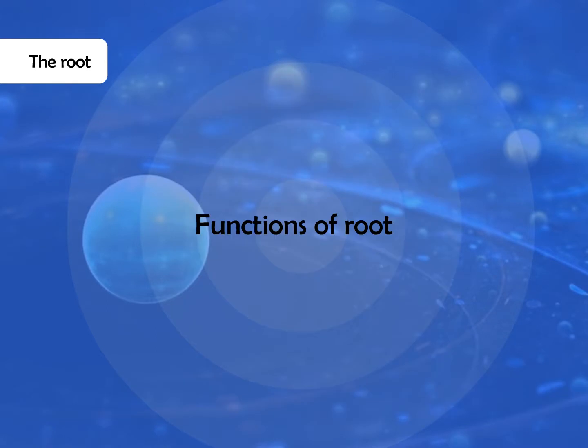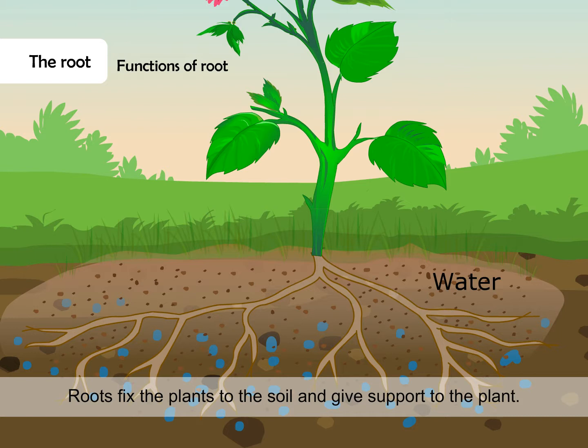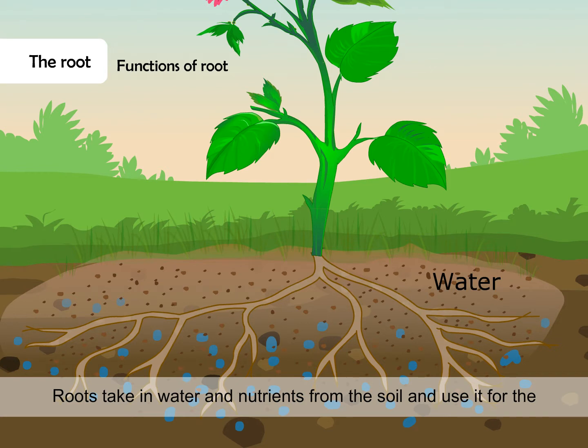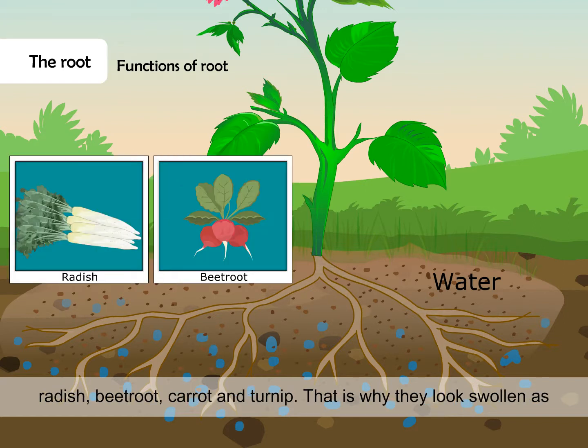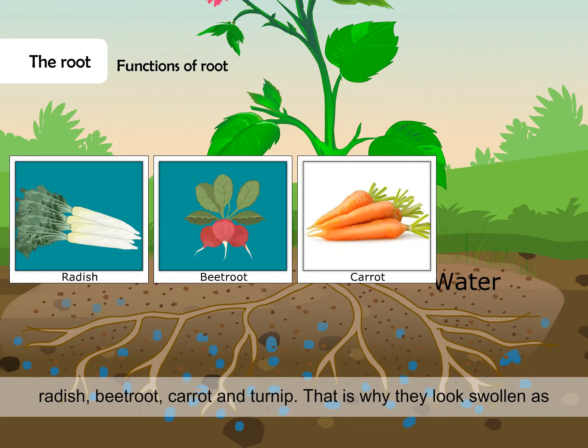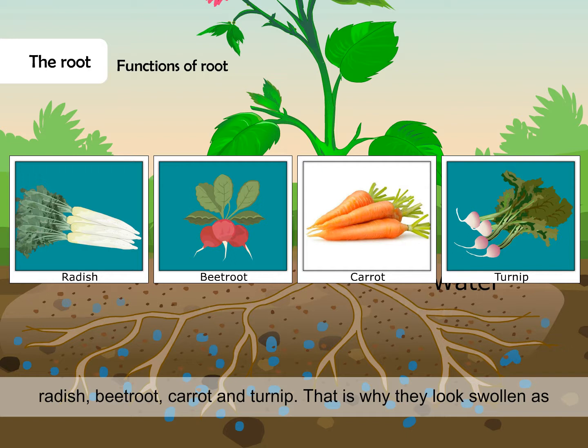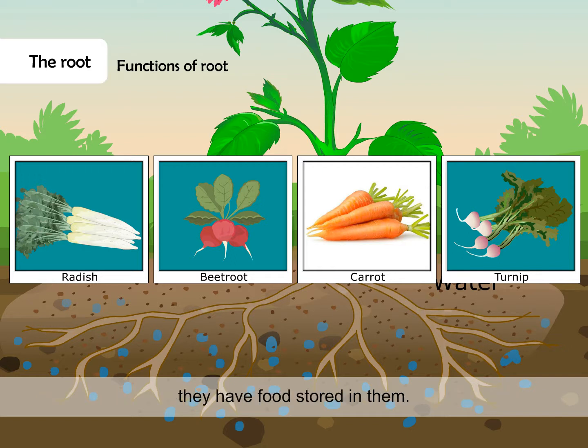Functions of root. Roots fix the plants to the soil and give support to the plant. Roots take in water and nutrients from the soil and use it for the growth of the plant. The roots of some plants store the food inside them. For example, radish, beetroot, carrot, and turnip. That is why they look swollen, as they have food stored in them.